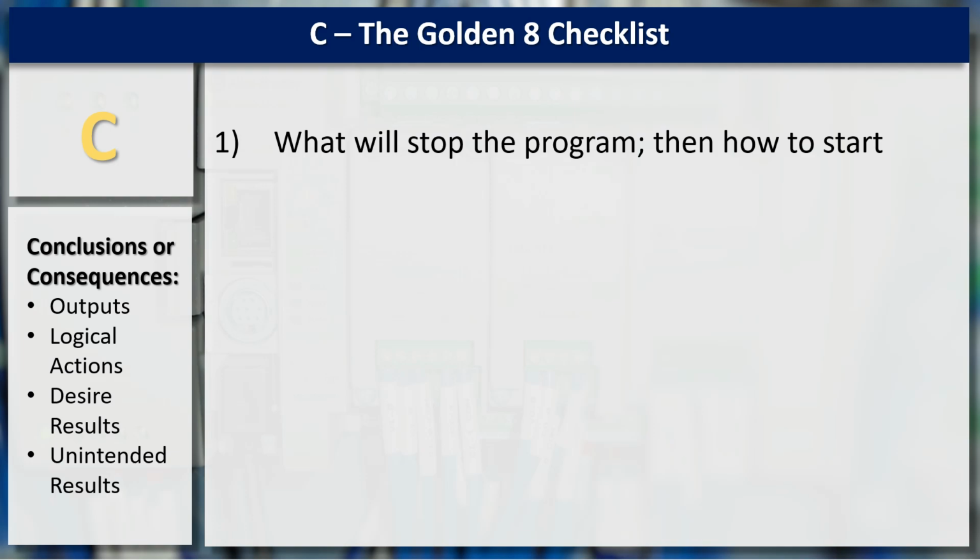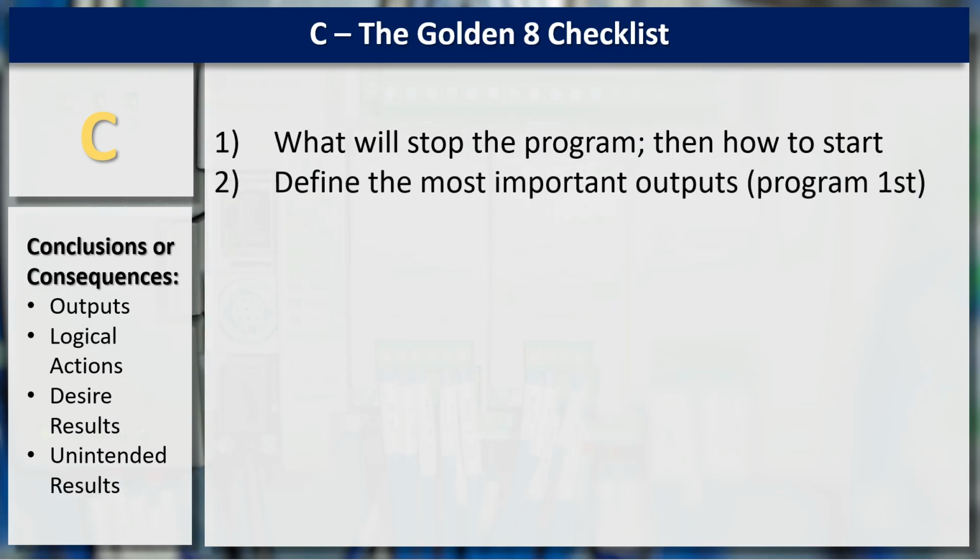So let's create our own Golden 8 checklist. It's a great way to organize your thinking and your programming. So first of all, number 1, what will stop the program? Notice I didn't say how to start. Doesn't matter if you can get it to go, you want to be able to make it stop.